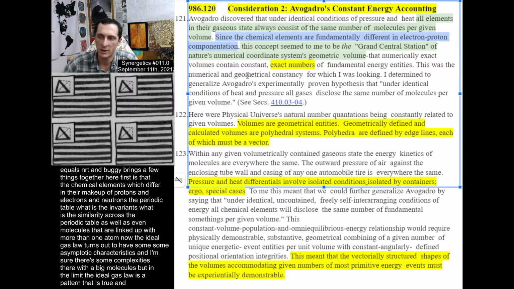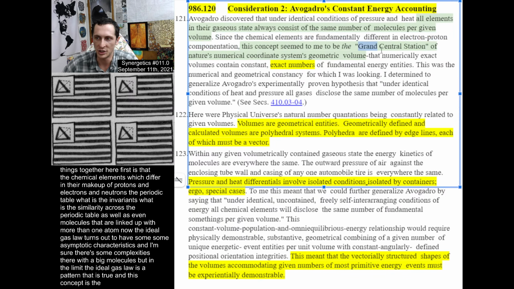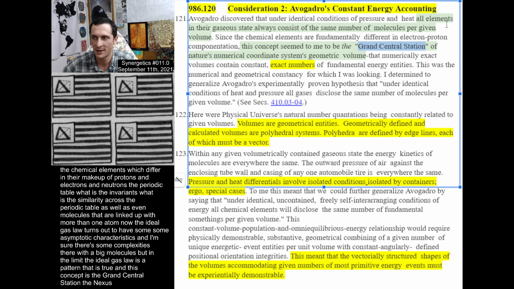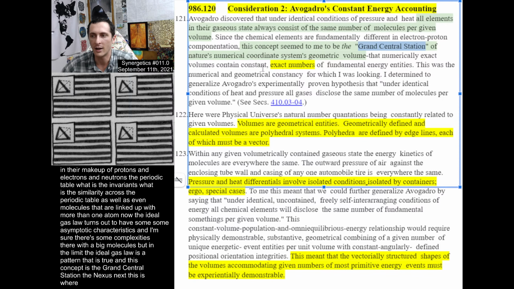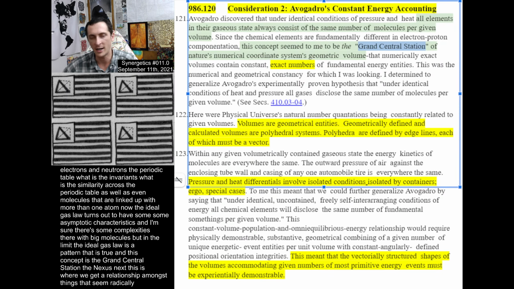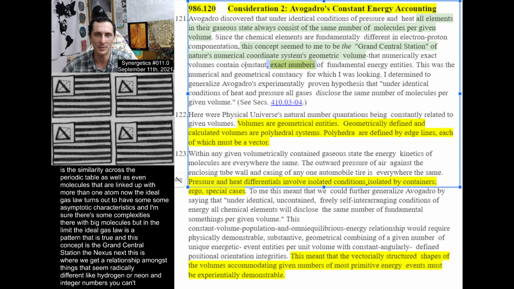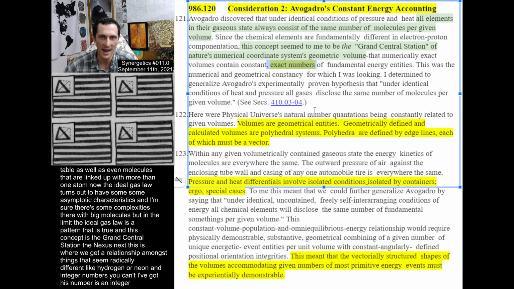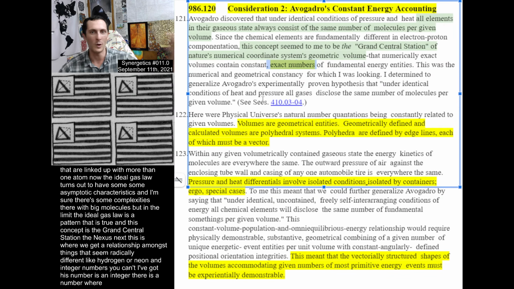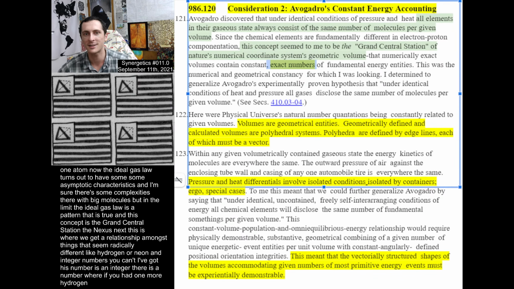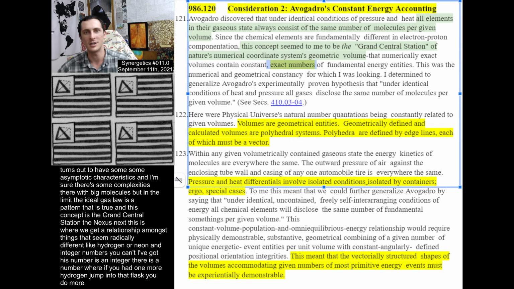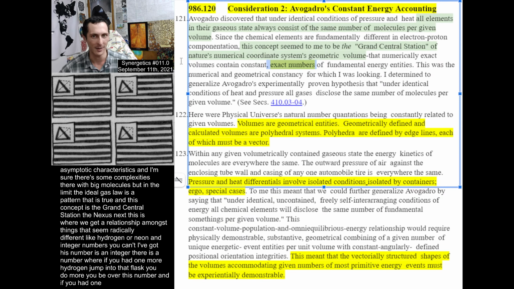And this concept is the grand central station, the nexus. This is where we get a relationship amongst things that seem radically different, like hydrogen or neon, and integer numbers. Avogadro's number is an integer. There is a number where if you had one more hydrogen jump into that flask, you'd be over this number, and if you had one taken away, it'd be less than that number.